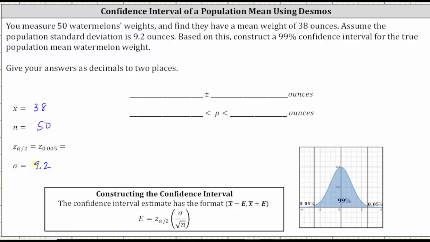Now we need to find the z-score that corresponds to the 99% confidence interval indicated by z sub alpha divided by 2, where alpha divided by 2 is the area to the right of the z-score, which looking at the graph on the far right is 0.005 as a decimal. To find the z-score using Desmos, we need the area to the left, which is 0.995. Let's go to Desmos and find the z-score.